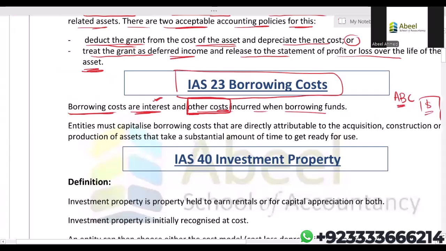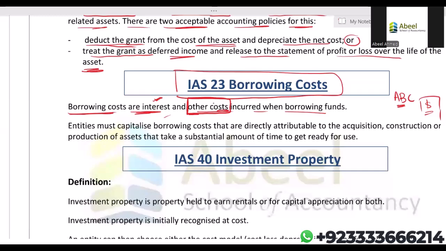So if someone asks you the question that borrowing costs are interest, we know that, what do you mean by other costs? I've just given you the example. If I've taken a loan in a foreign currency, then obviously I'll be making interest payment in a foreign currency. And there's a possibility of exchange gain or loss. Now the question is, sir, how can exchange gain or loss arise in case of payment of interest when we have taken a loan in a foreign currency?